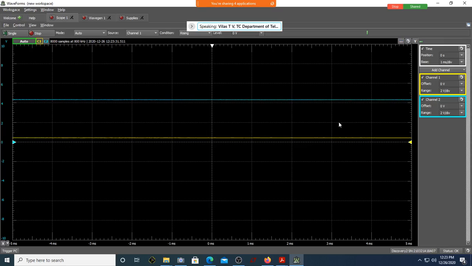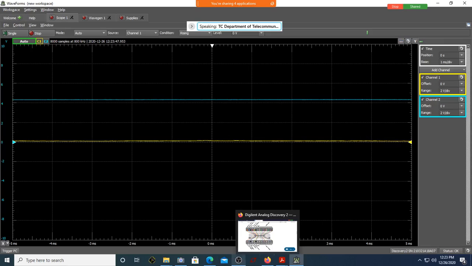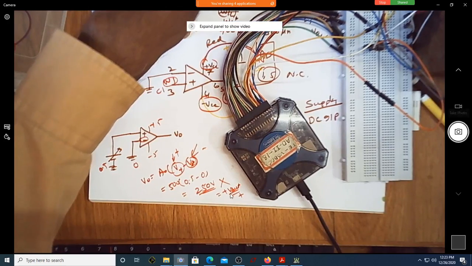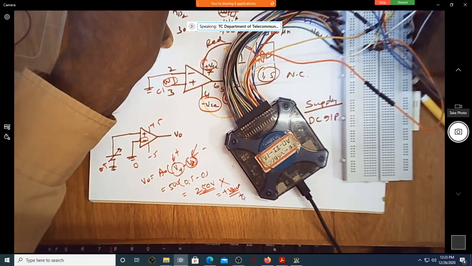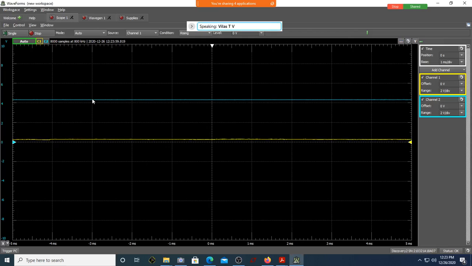Can you see this blue one, which is the output voltage? Is it almost close to 4 point something? Vilas, what is expected here? What is expected from your circuit? Let me show you this. What was expected? It was expected plus Vsat, no? That's what we are getting. How much is this plus Vsat? For what applied voltage? The input applied voltage is 0.5. Correct?